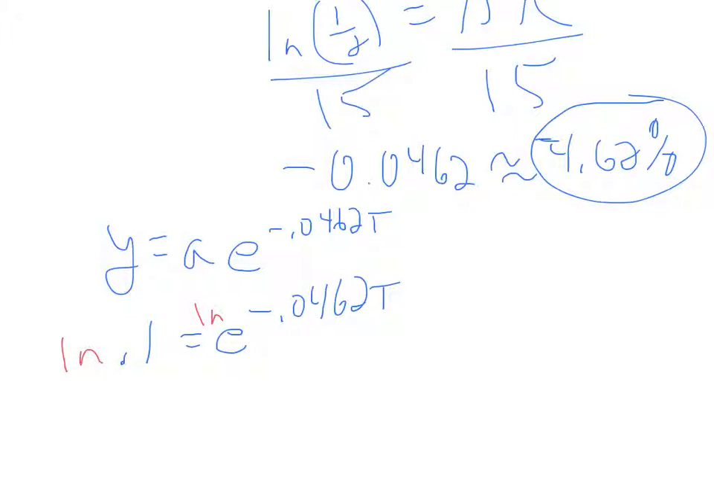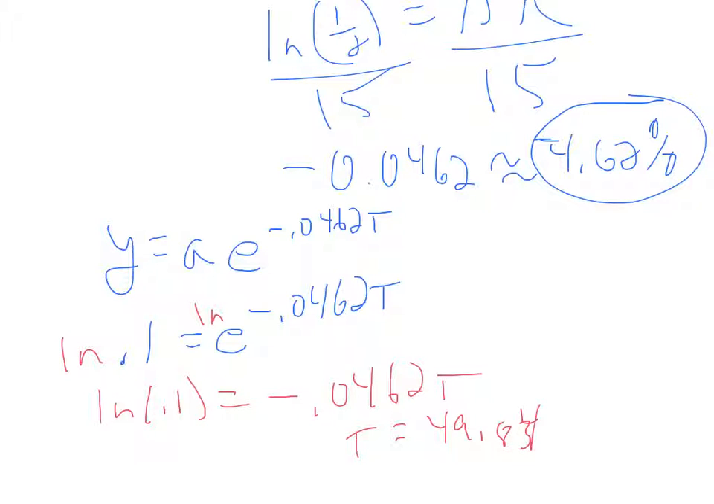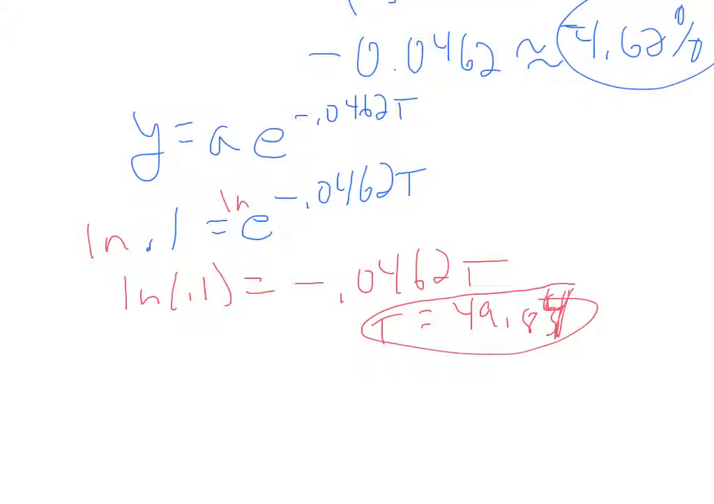So that's going to give me the natural log of 0.1 equals negative 0.0462t. So I'm going to grab my calculator, find that, divide it by that, and that will be how long until there's 10% left. So my calculator tells me that this is about 49.8384, I guess. So just under 50 days, or hours, whatever the unit is. So it is hours. So 49 to 50 hours.